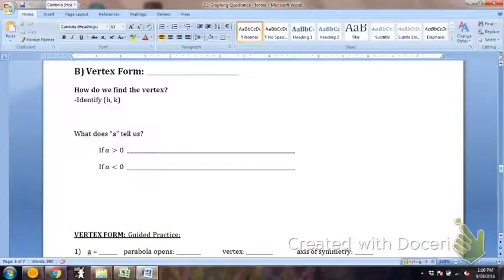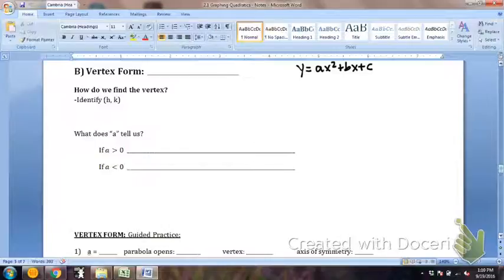y equals ax squared plus bx plus c. This was standard form. What do we use instead of y, though? f of x, right? Typically we use f of x. We're official Algebra 2 students, so we're going to officially use f of x.